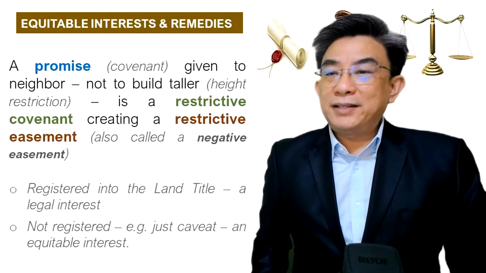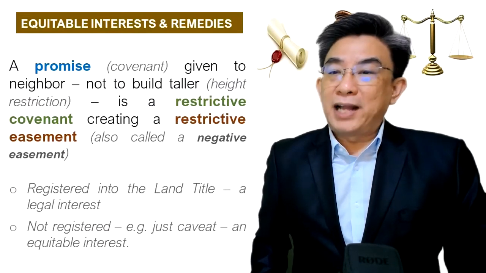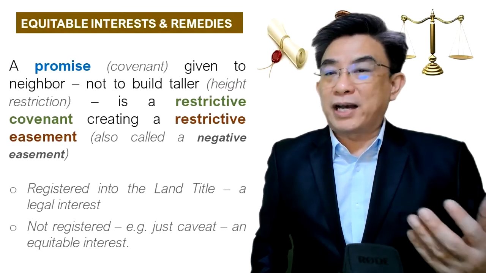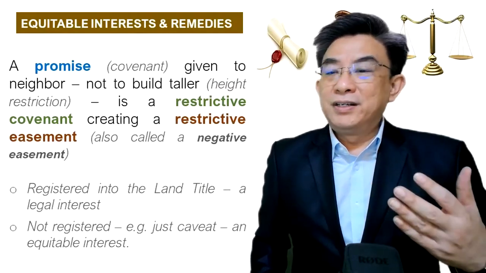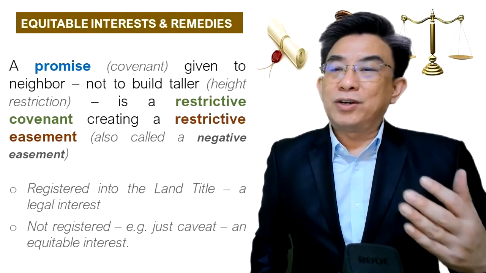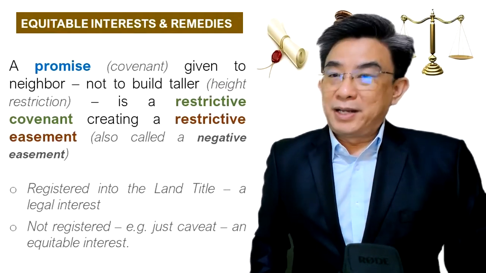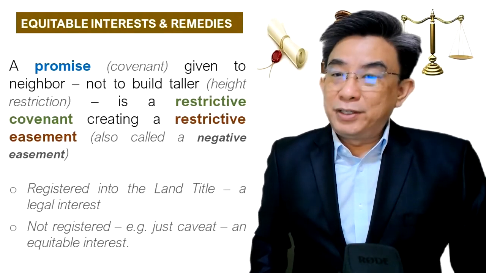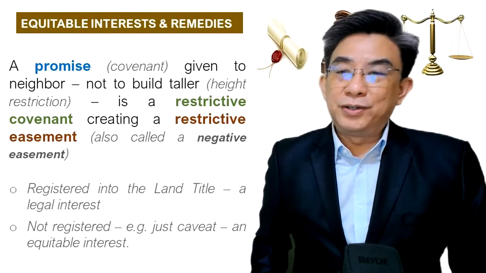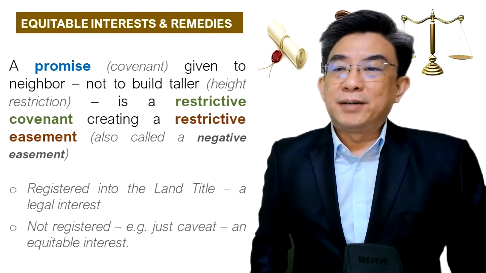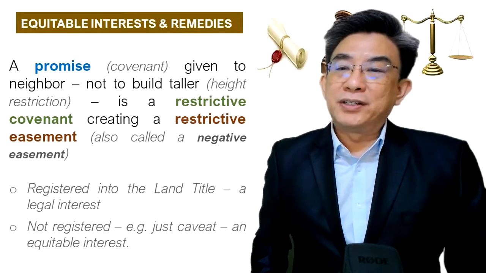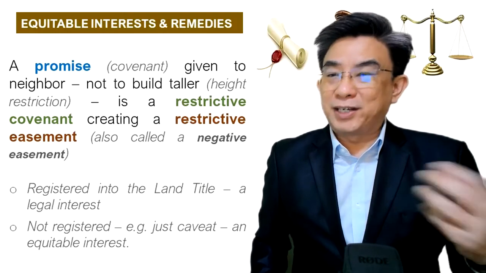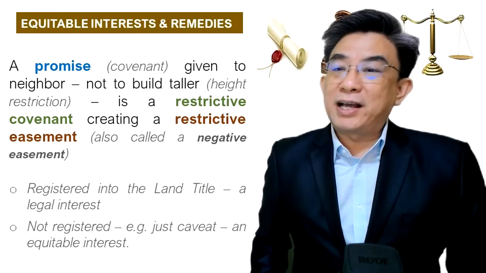Now, let's look at other types of land interest. Say somebody gives a promise. A promise is also called a covenant. Let's say he gives the neighbor a promise not to build taller than the neighbor. For this one, I have other videos, so you can search for the video in the same folder, because I have a graphic explanation of whether this is a driveway, whether this is height and all that. There is a clip there to help you understand the concept.